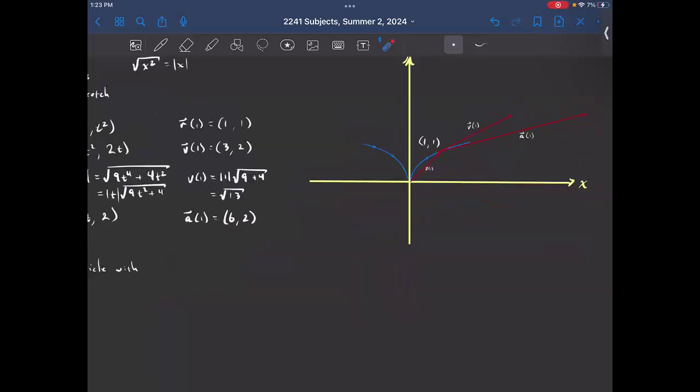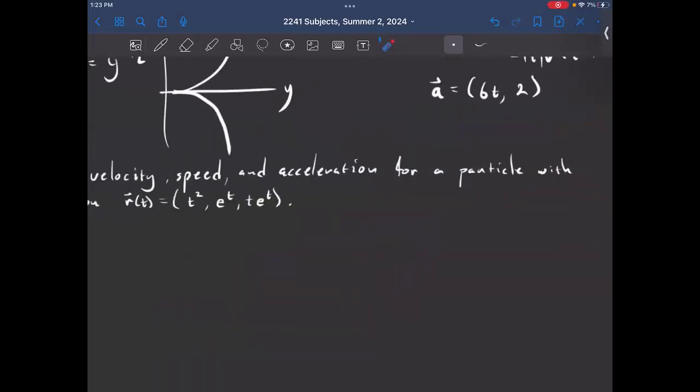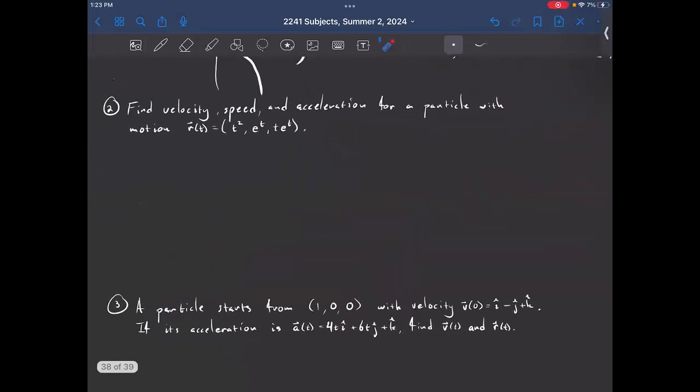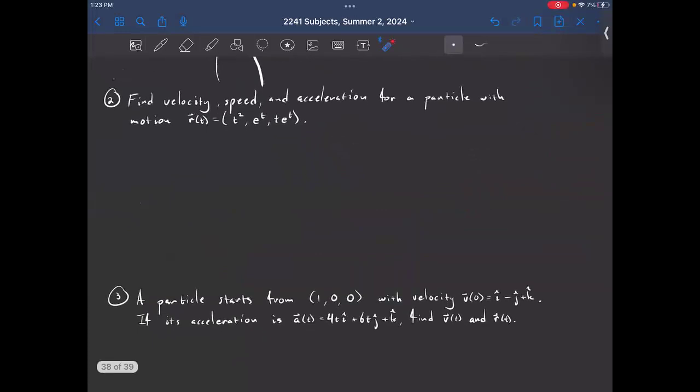All right, moving on to problem 2. Let's see what we have. Sorry about the zooming in and everything. So next we want to find the velocity, speed, and acceleration for a particle with this motion function. Okay, again, nothing special there. We just want to compute some derivatives.